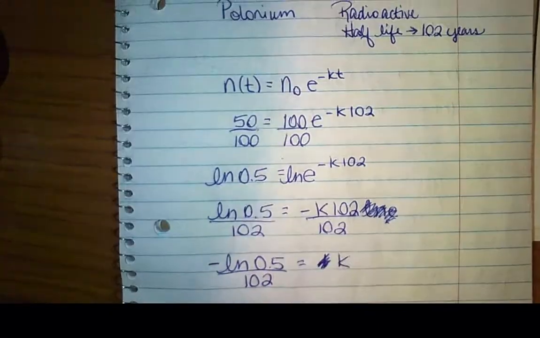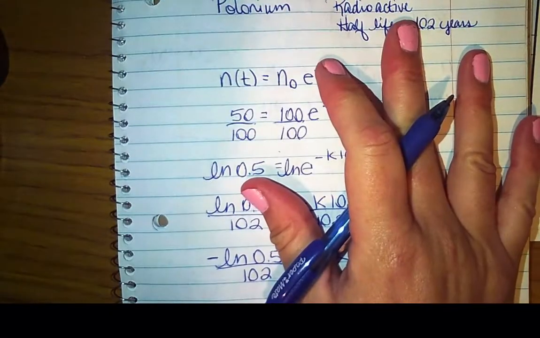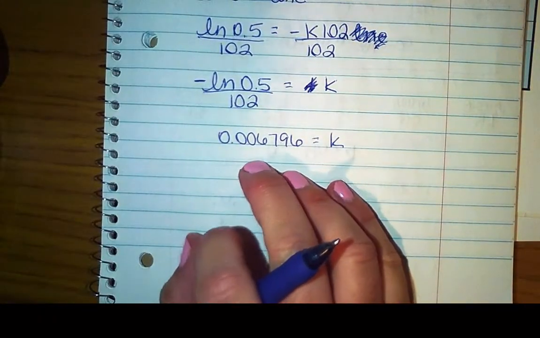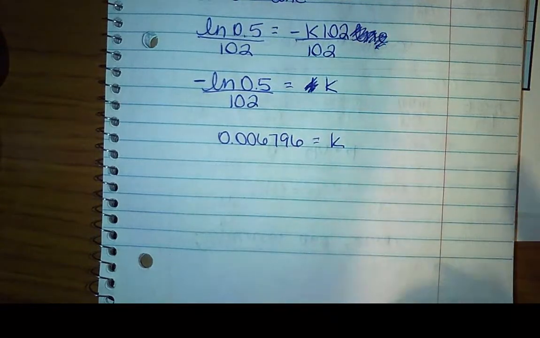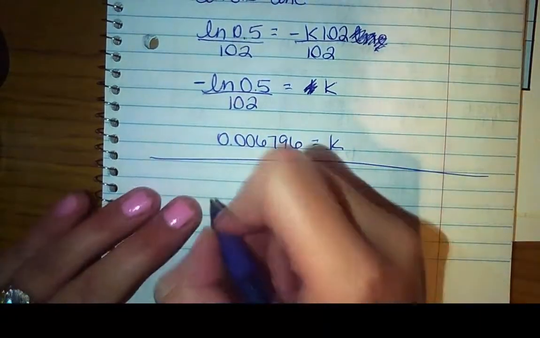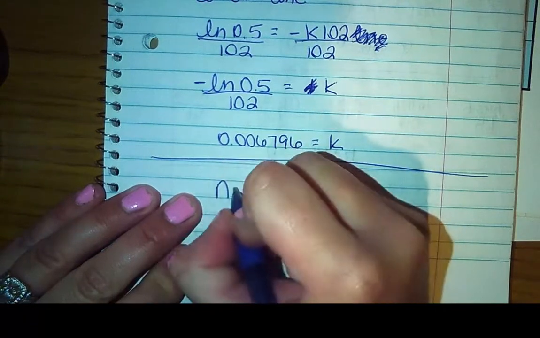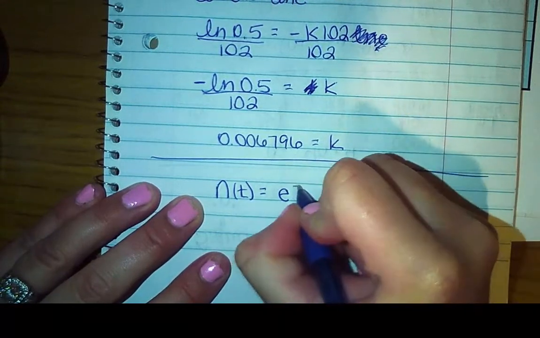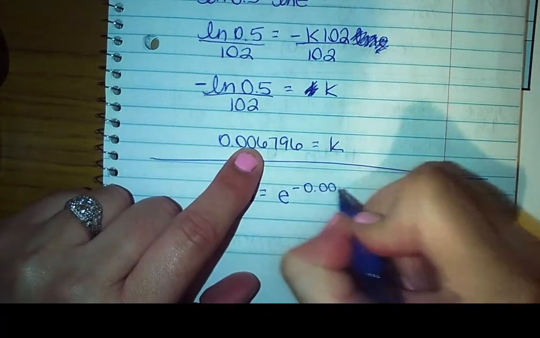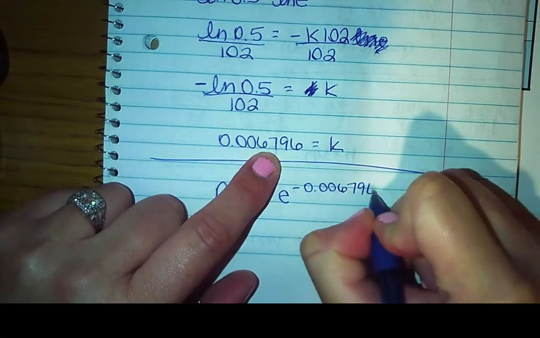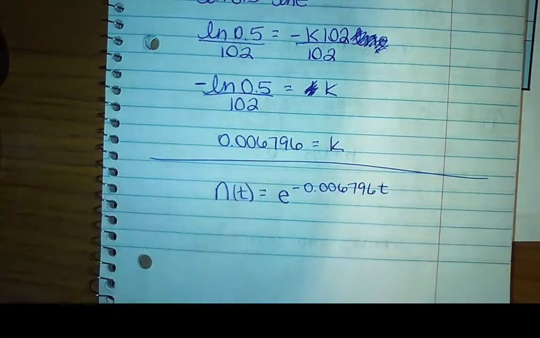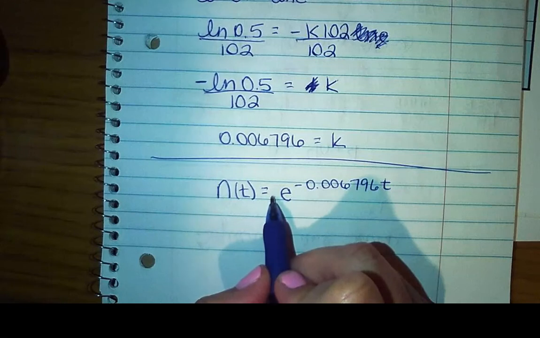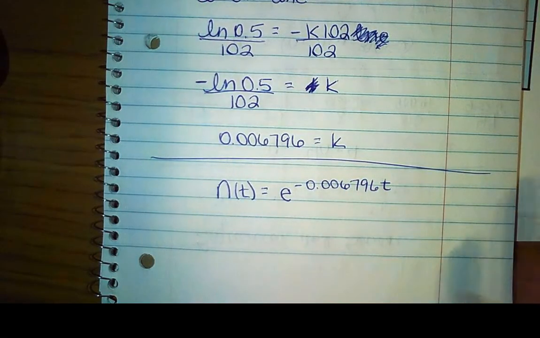This means when you find your radioactive substance, which will not be polonium, you will find the K value specific to that substance. So what you're going to do now is return back to the original problem, and you're going to say N of T equals E raised to the negative 0.006796 times T. Okay? And I'm not going to have a coefficient here. It's just going to be 1 because I started with 100% of whatever it is.